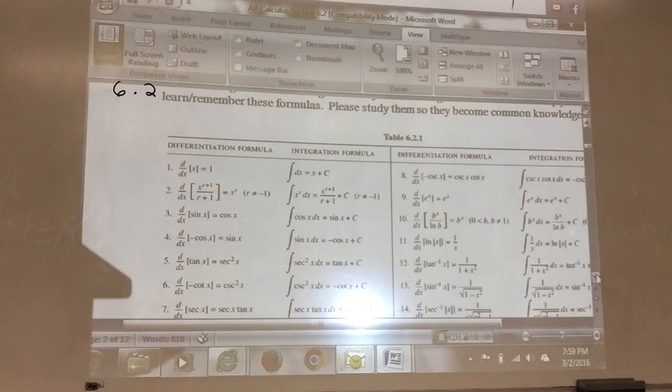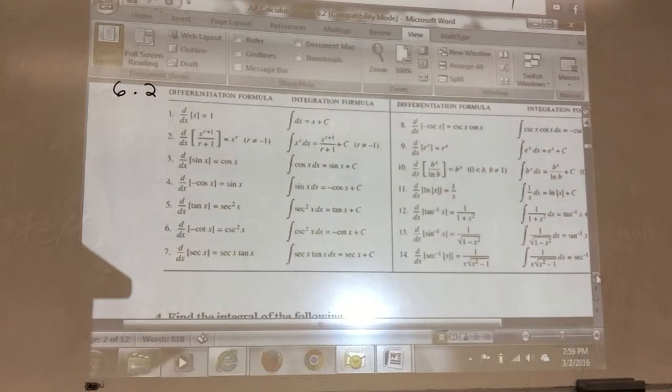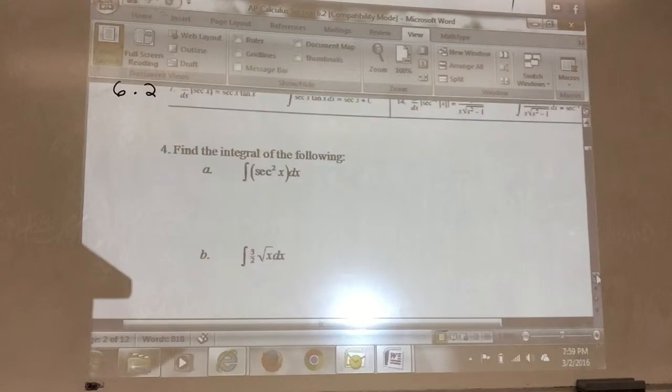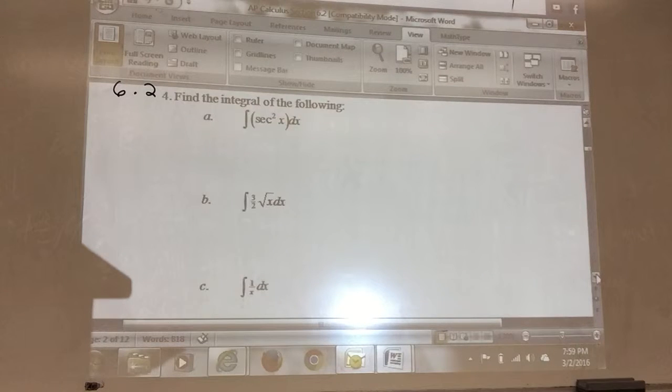Okay, this is the table that we just talked about, so I'm going to go through that. That's not in your notes, so I did that separately. Okay, so let's get moving to example number 4.